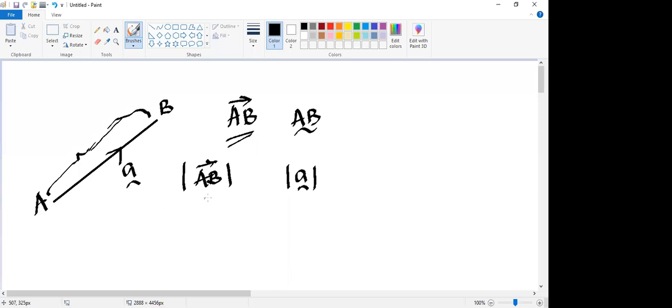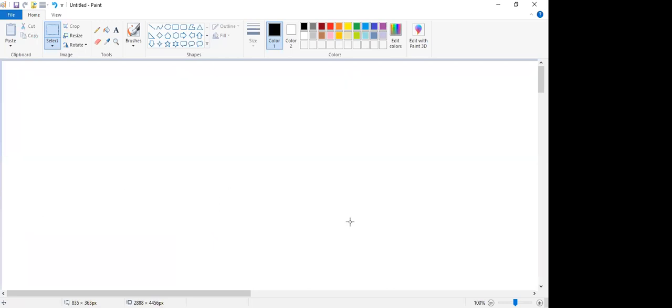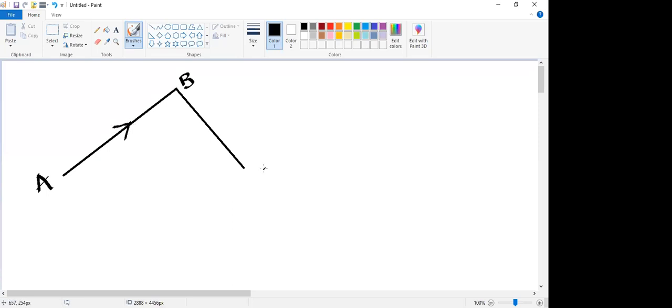What we can say here is that suppose someone is moving from one point, say point A, and goes to point B, as we saw, and then from point B, you move to point C.